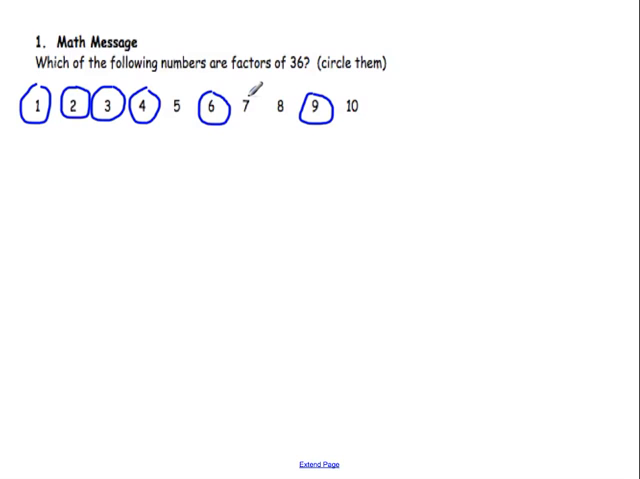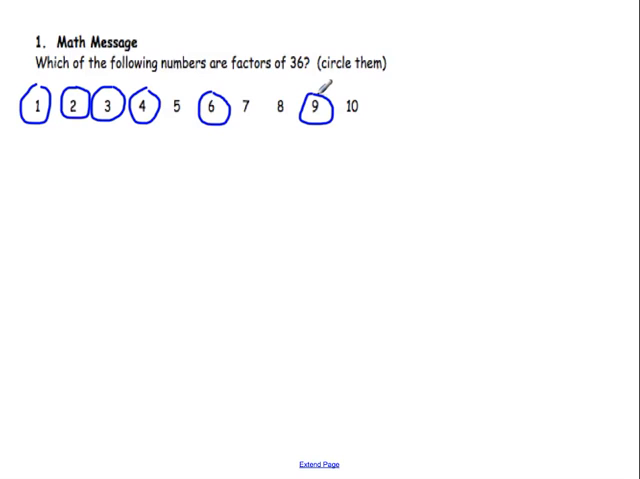7? Can you think of a 7 fact? 7 times 4 is 28. 7 times 5 is 35. 7 times 6 is 42. No, 7's not going to work out. How about 8? No, 8's not going to work out either. We know that 8 times 4 is 32. 8 times 5 is 40, so we're not going to hit 36.